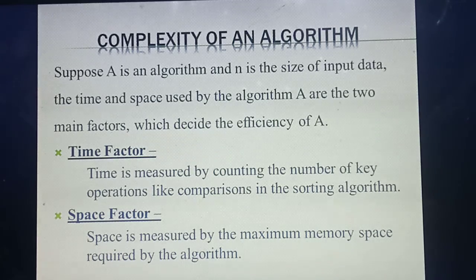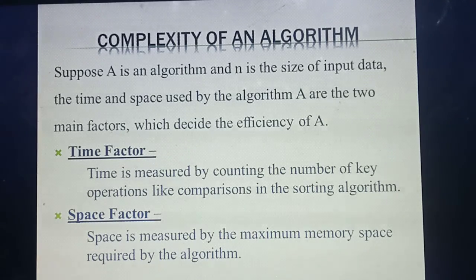So what complexities are there while you are writing an algorithm? Understood? Consider you are writing one algorithm, and consider the name of the algorithm as capital letter A. Next, n is the size of input data. For example, you are going to add two numbers. The name of the algorithm is A. Then n is the size of input data.